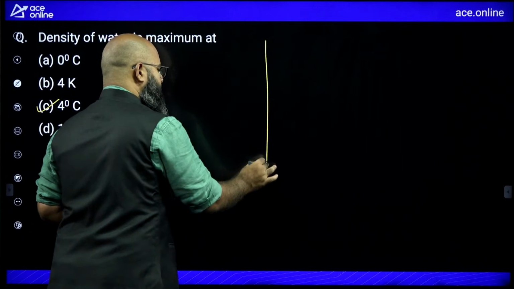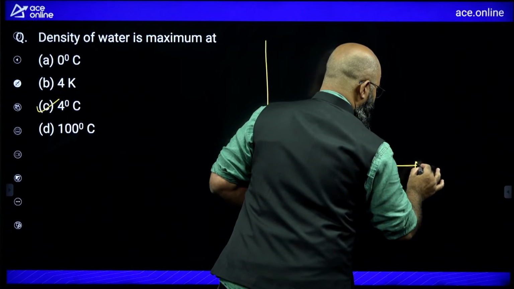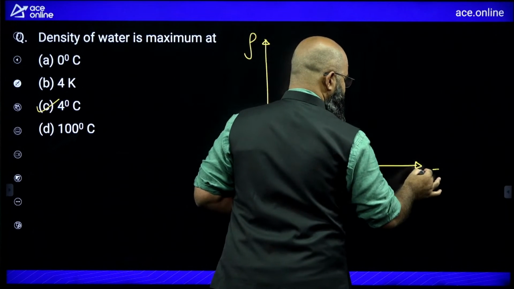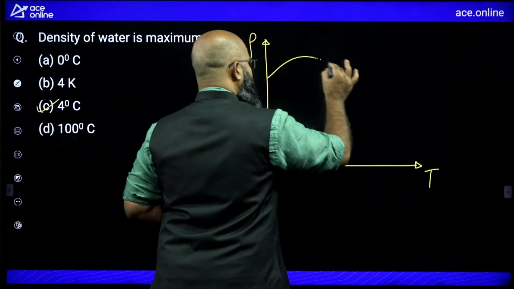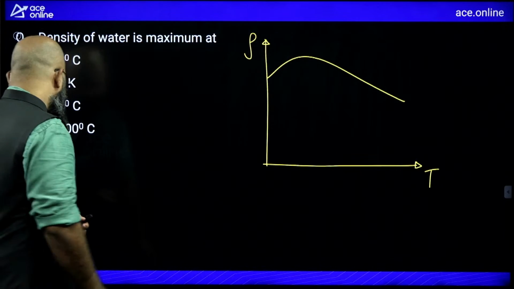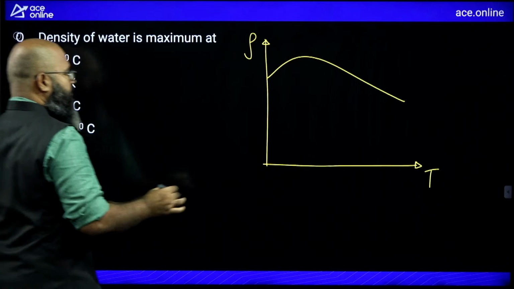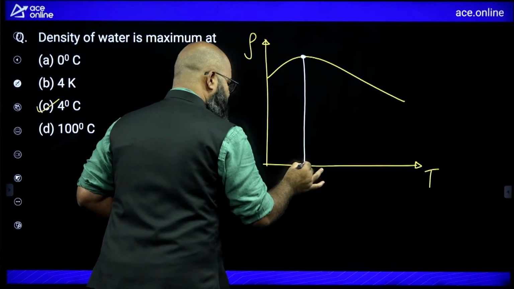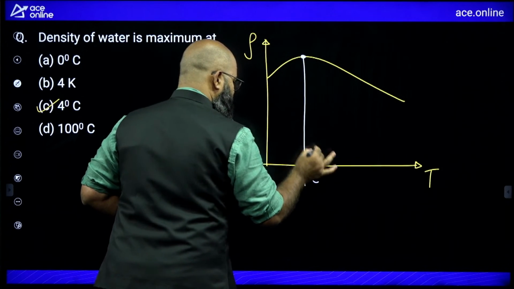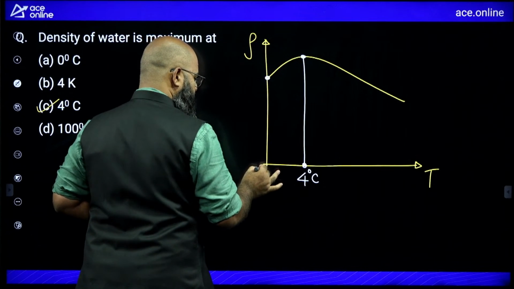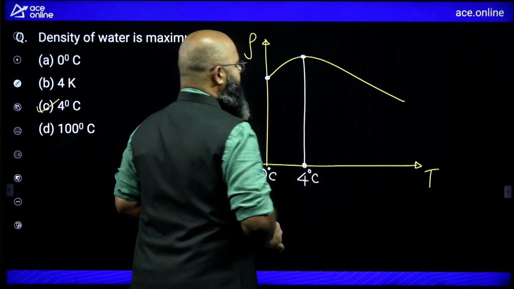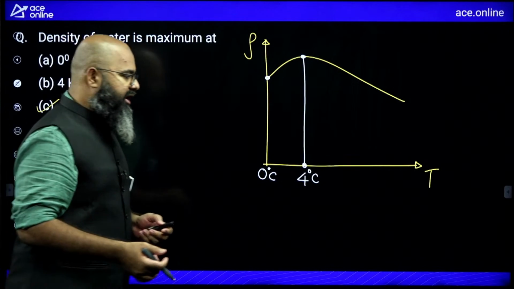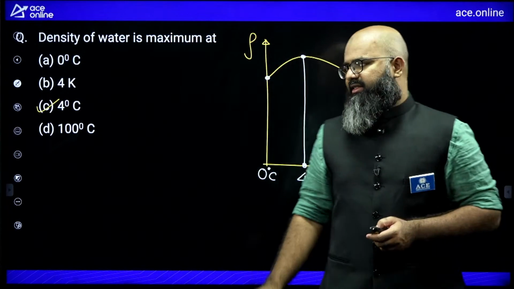As a matter of fact, the graph of density versus temperature for water is given like this. This, let us say, is density. This is temperature. The graph is going to be like this. We are going to have maximum density at 4 degrees centigrade. This is 0 degrees centigrade. And this is beyond 4 degrees centigrade. So on either side of 4 degrees centigrade, the density is lesser. At 4 degrees centigrade, density is maximum. This is a very simple question.